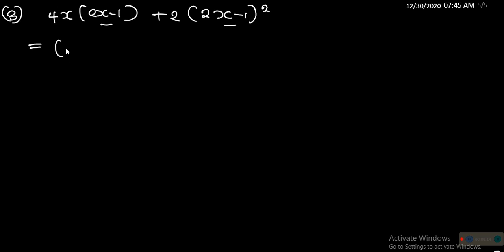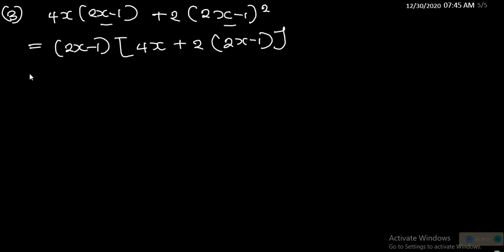Factoring out 2x minus 1 from the first term, we'll be left with 4x. Factoring out 2x minus 1 from the second term, we'll be left with 2 into 2x minus 1. And then we can open the square bracket. If we open the square bracket, we have 4x plus 2 times 2 is 4x minus 2.